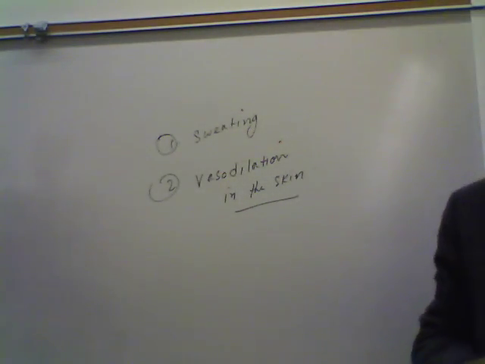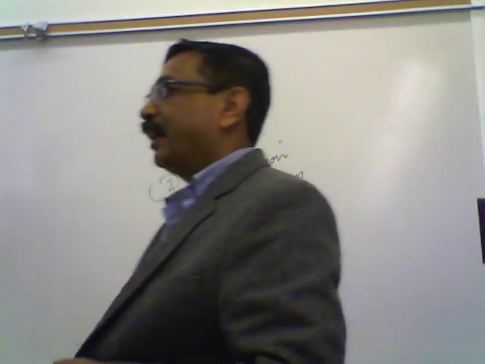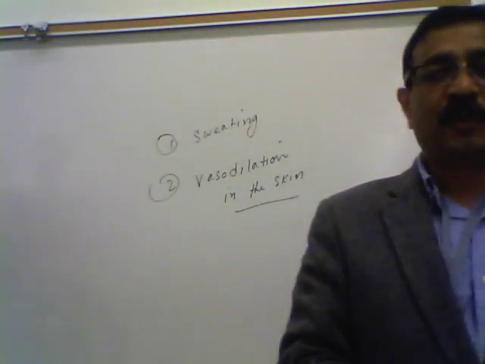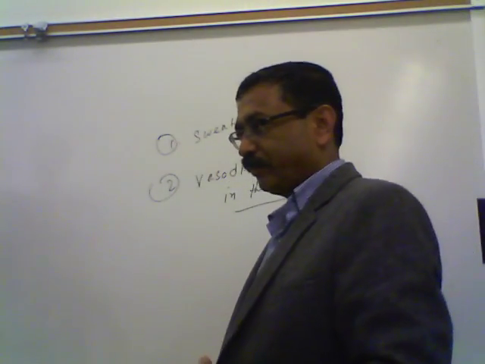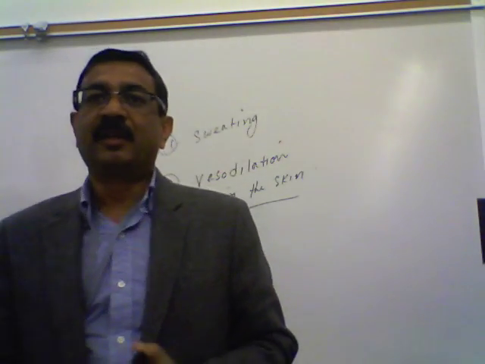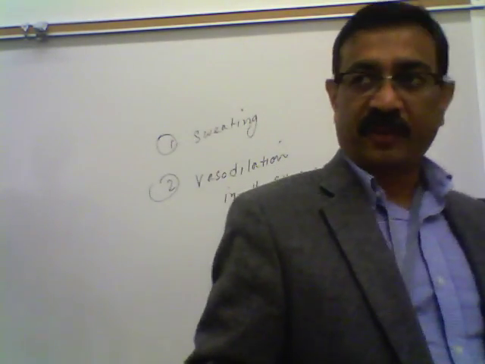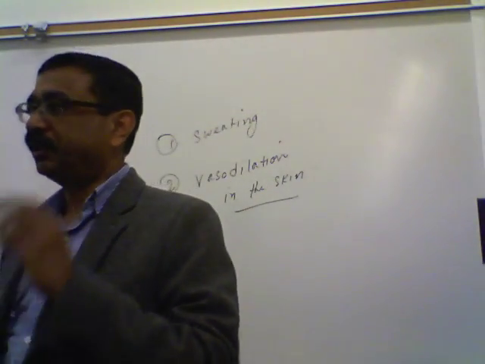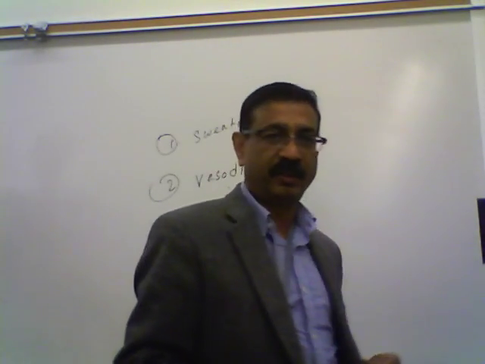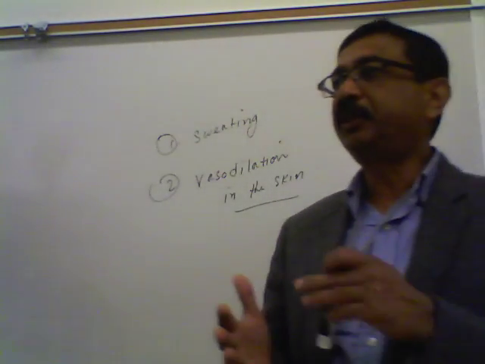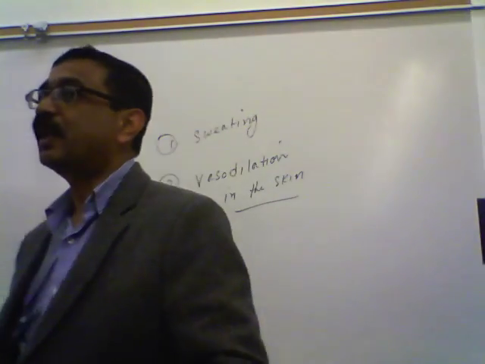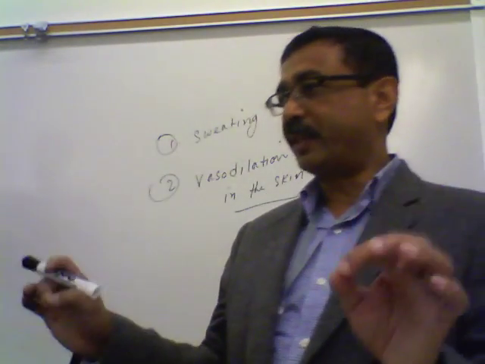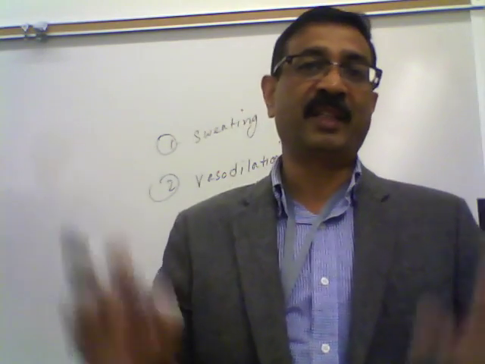Cutaneous sensations. Your skin has receptors. Those are called cutaneous receptors. Cutaneous means skin. What are the cutaneous receptors present in the skin? Pain receptors, touch receptors, temperature receptors. So pain, touch, temperature, those receptors are the cutaneous receptors. And because of the presence of those receptors, you feel those sensations.